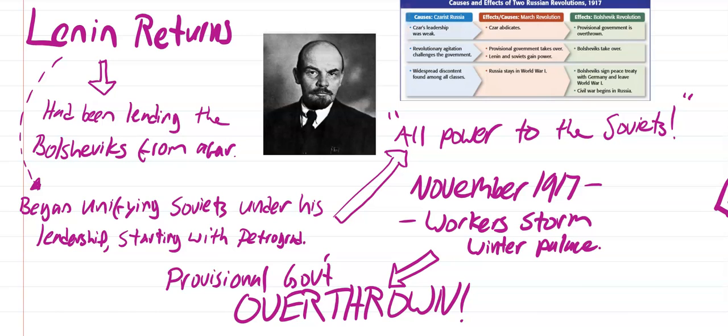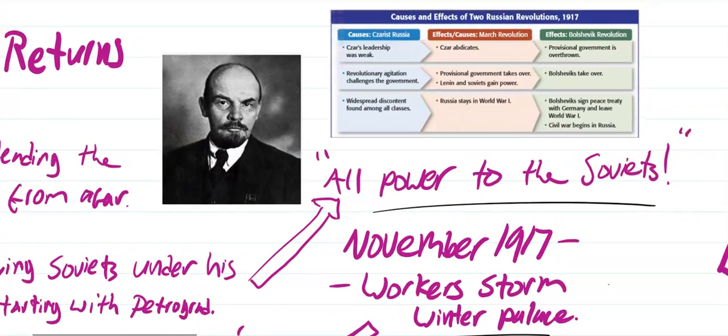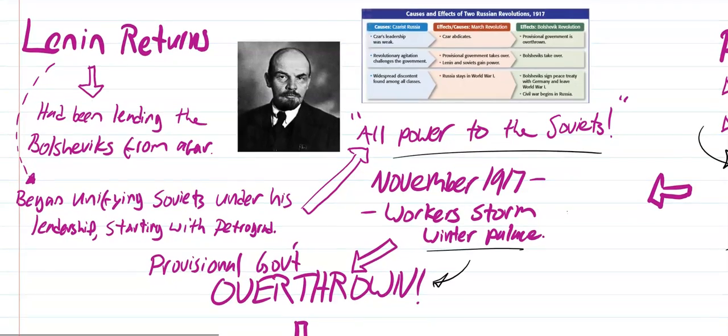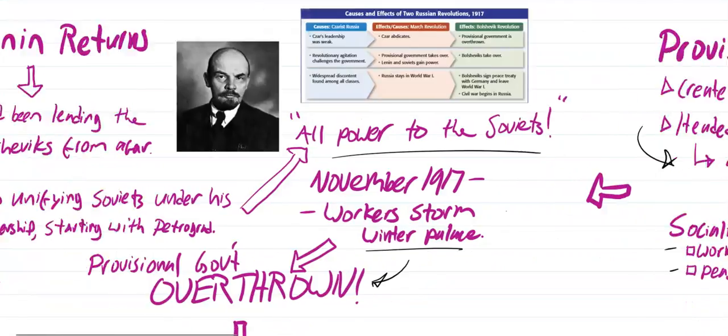And he was saying, all power to the Soviets. And by November 1917, the workers storm the Winter Palace, which is where the Legislative Assembly was, and they overthrow the Provisional Government. So you can see a summary of the causes and effects of the two Russian revolutions if you look at this chart here that is actually in your book. So I would recommend you look at that a little more closely.